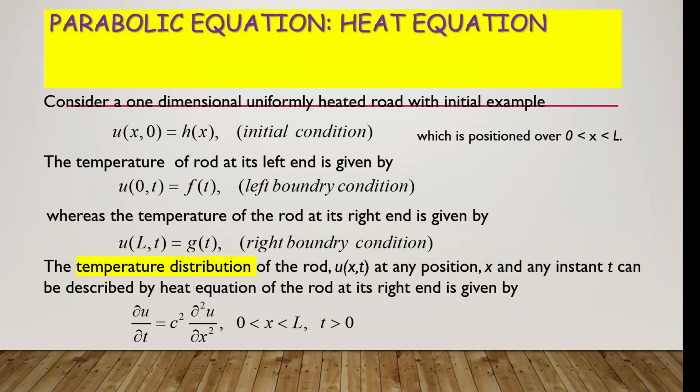So here, the heat equation: ∂u/∂t = c² ∂²u/∂x². You notice ∂u/∂t, the time derivative, is only the first derivative. The space derivative is up to the second order, ∂²u/∂x², where u is a function of x and t. For the heat equation, let's say we consider a one-dimensional uniformly heated rod with initial conditions.